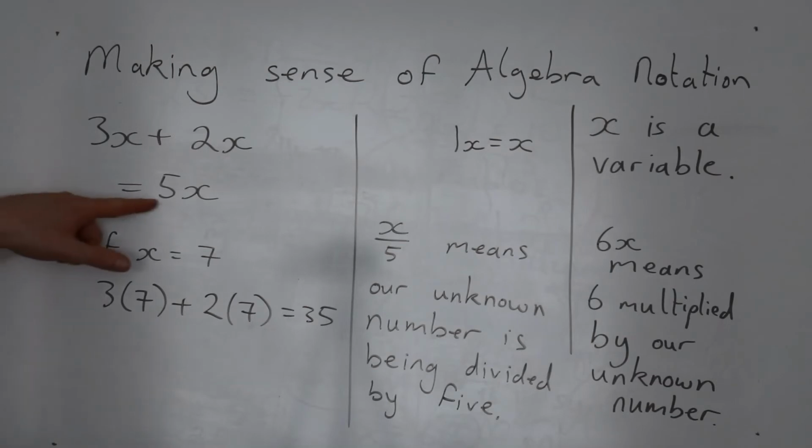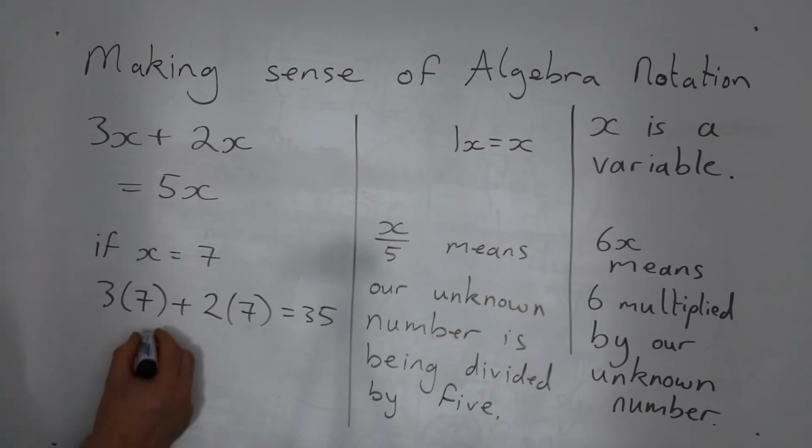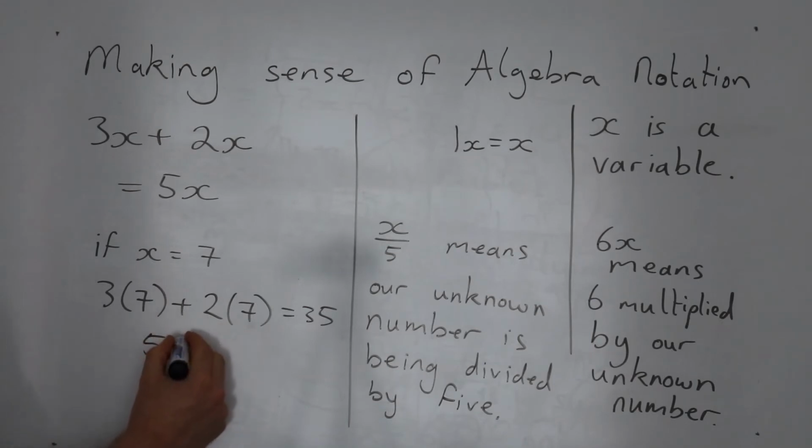Will it work if we have 5 times the variable? So 3 times the variable plus 2 times the variable is 5 times the variable. Is 5 by 7 equal to 35? Yes.